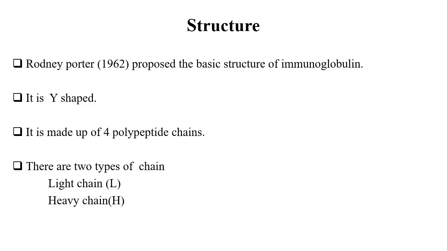Rodney Porter, in the year 1962, proposed the basic structure of antibody. It is Y-shaped in nature. It is made up of four polypeptide chains. There are two types of chains: one is the light chain, another one is the heavy chain.